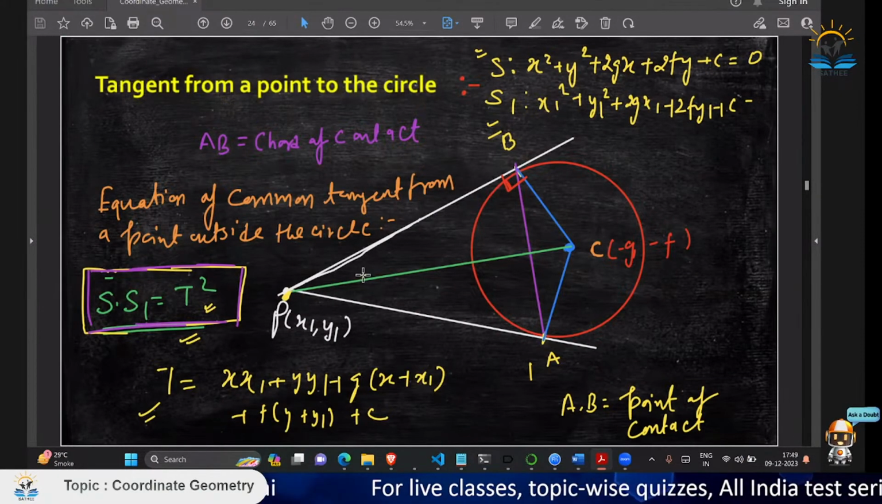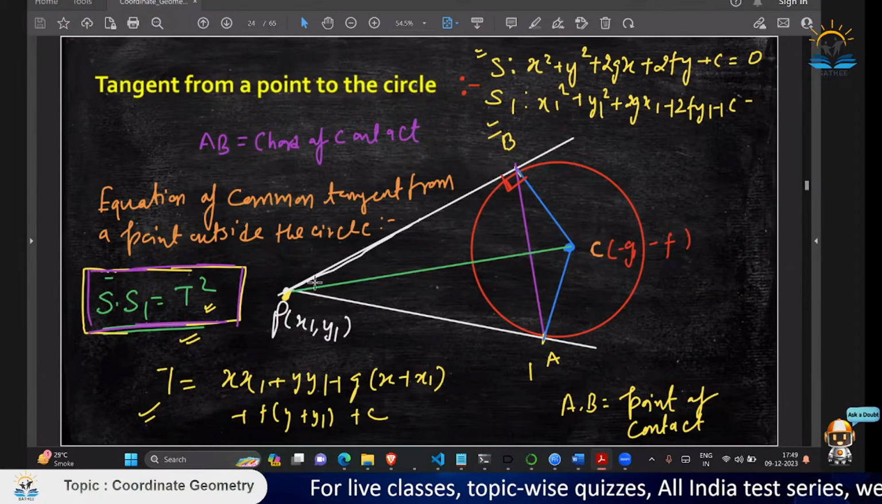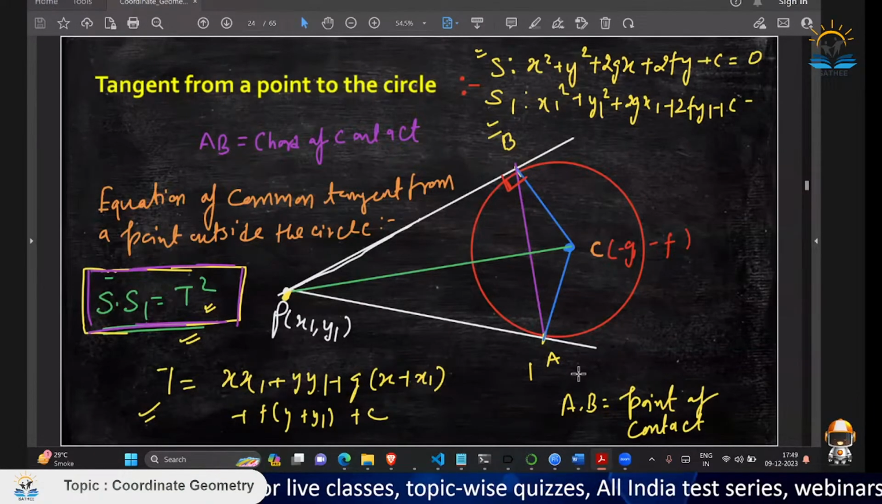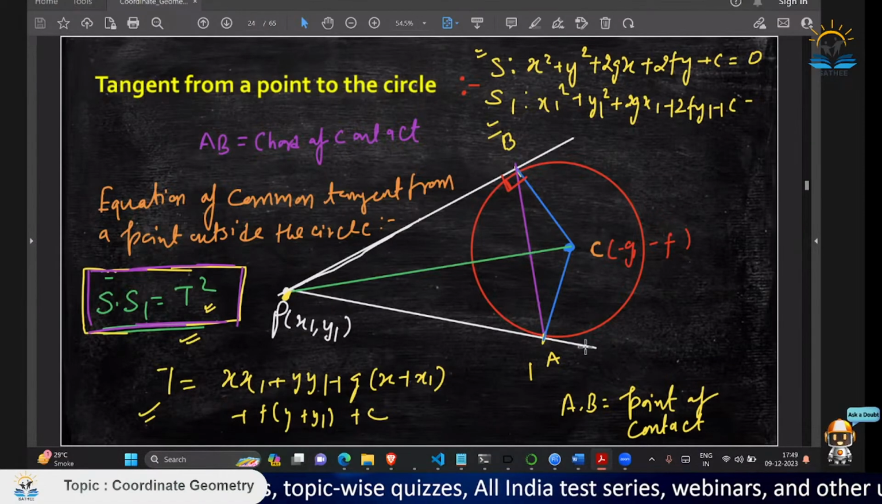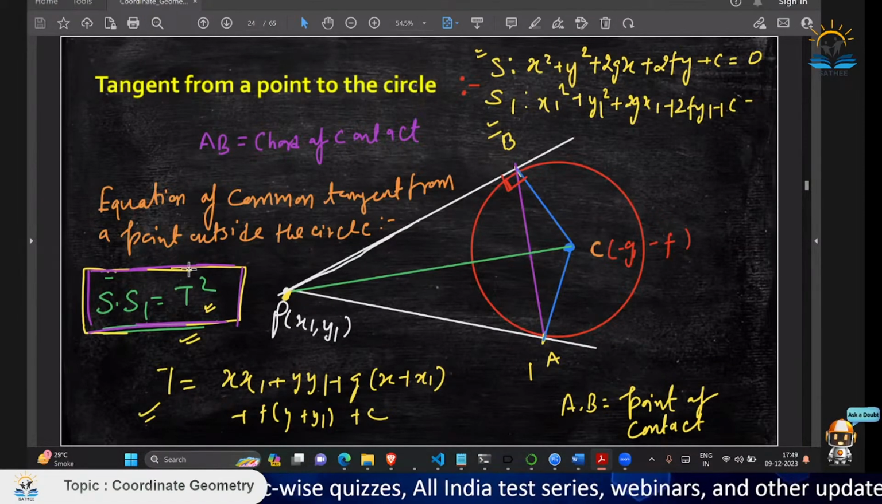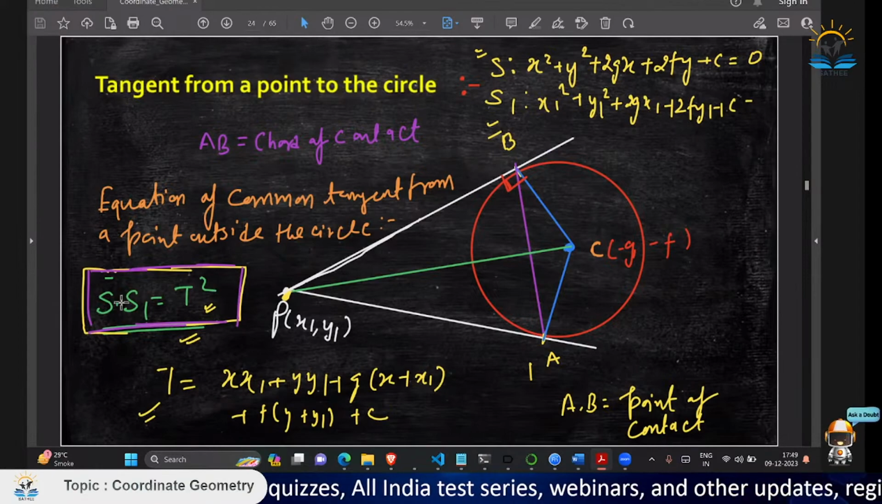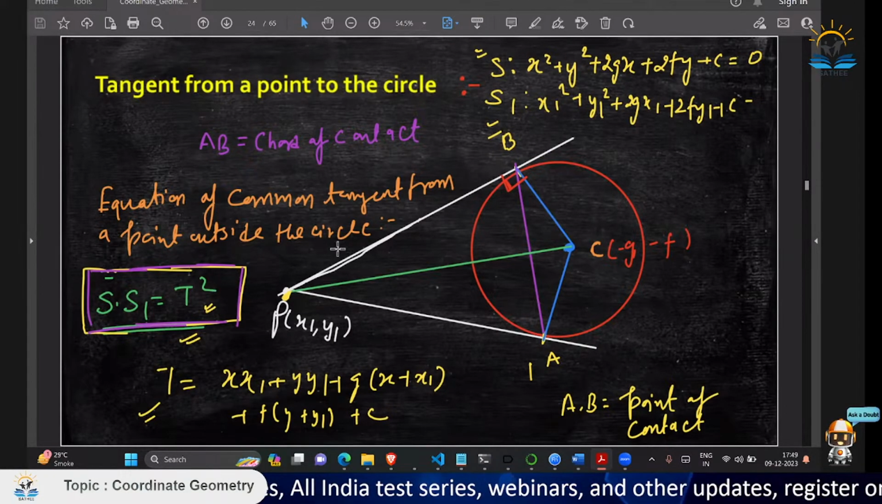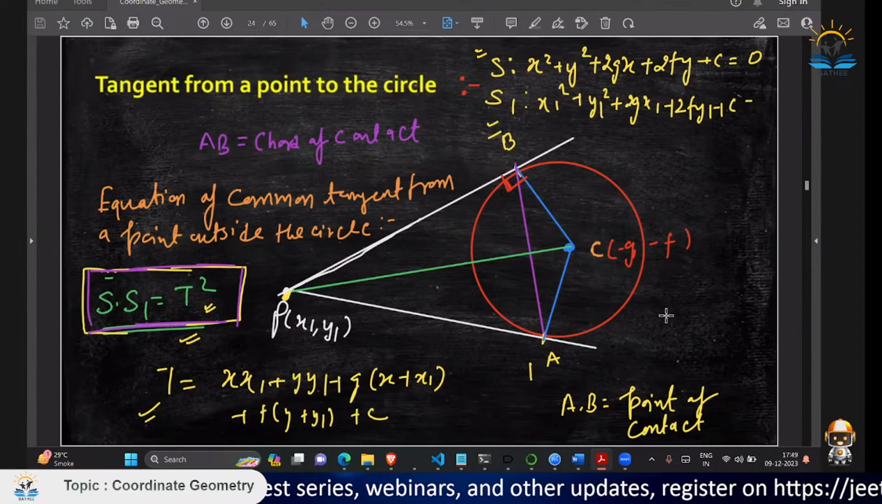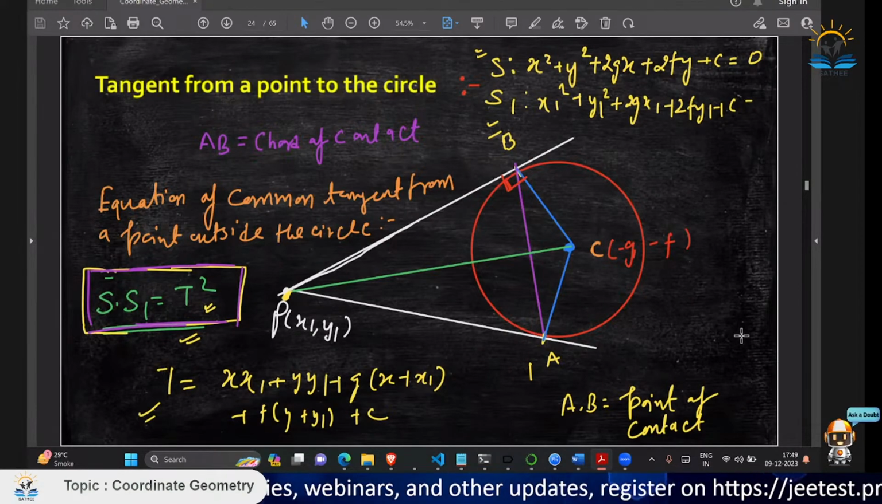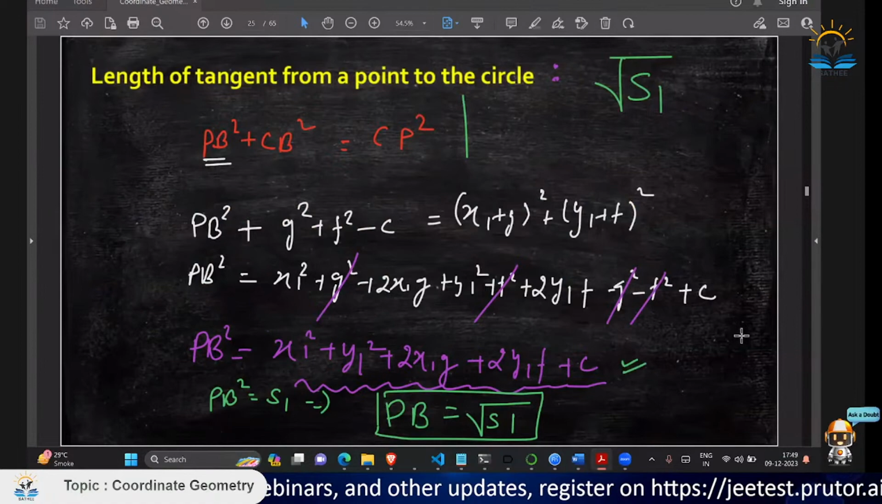You should remember this. Whenever two tangents are asked, they can give the equation of these two tangents, and they can give the point. You can now find S S1 equal to t square and compare whatever you get with the equation of the tangent given. You would be asked to get some parameters based on this. Okay, let's move forward.